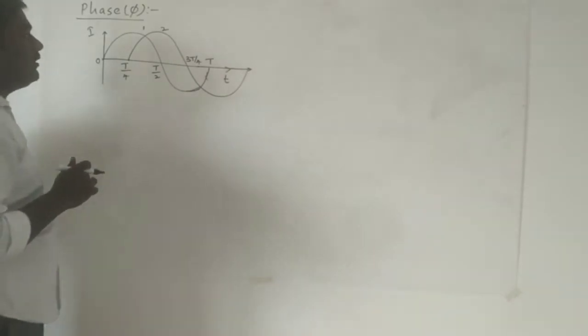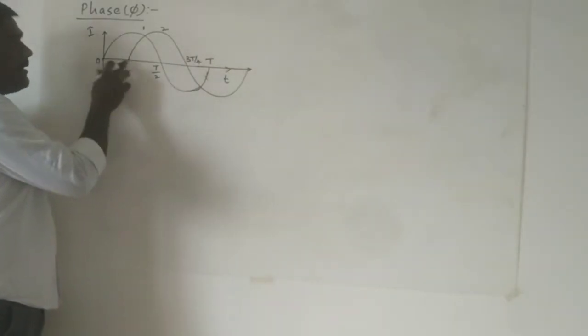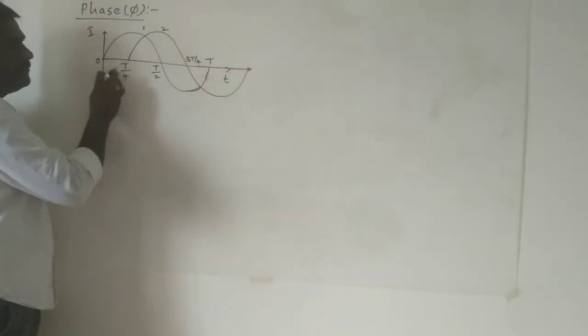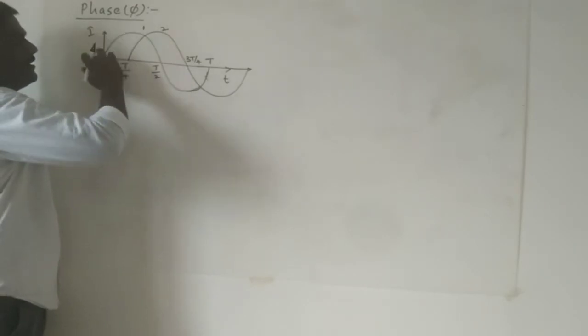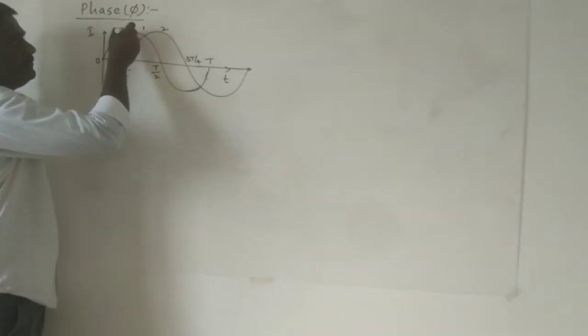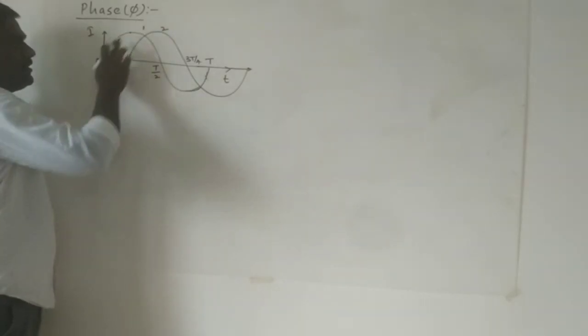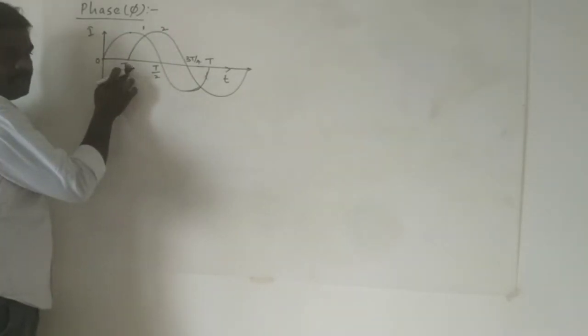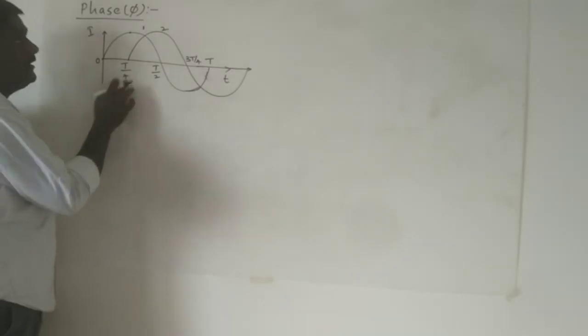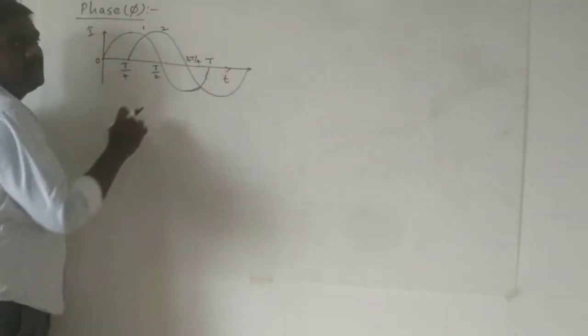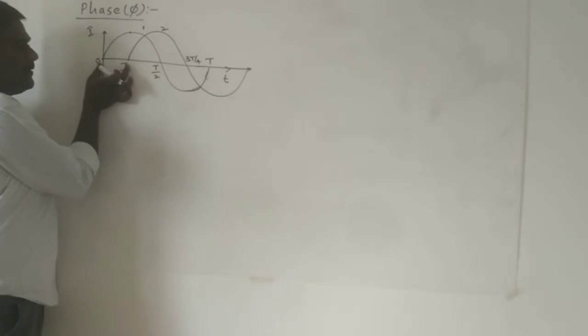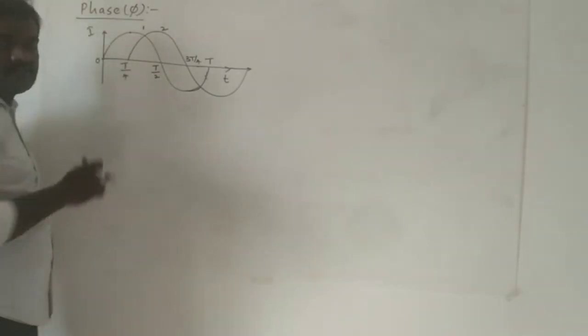Now after elapsing a time of T by 4 from 0 in the positive direction, see, this is the positive direction of the current. From 0 in the positive direction, a certain time got elapsed. How much time? T by 4 seconds. Then the second current started. Now in this case, this gap, which is mentioned in terms of time, can be called the phase.